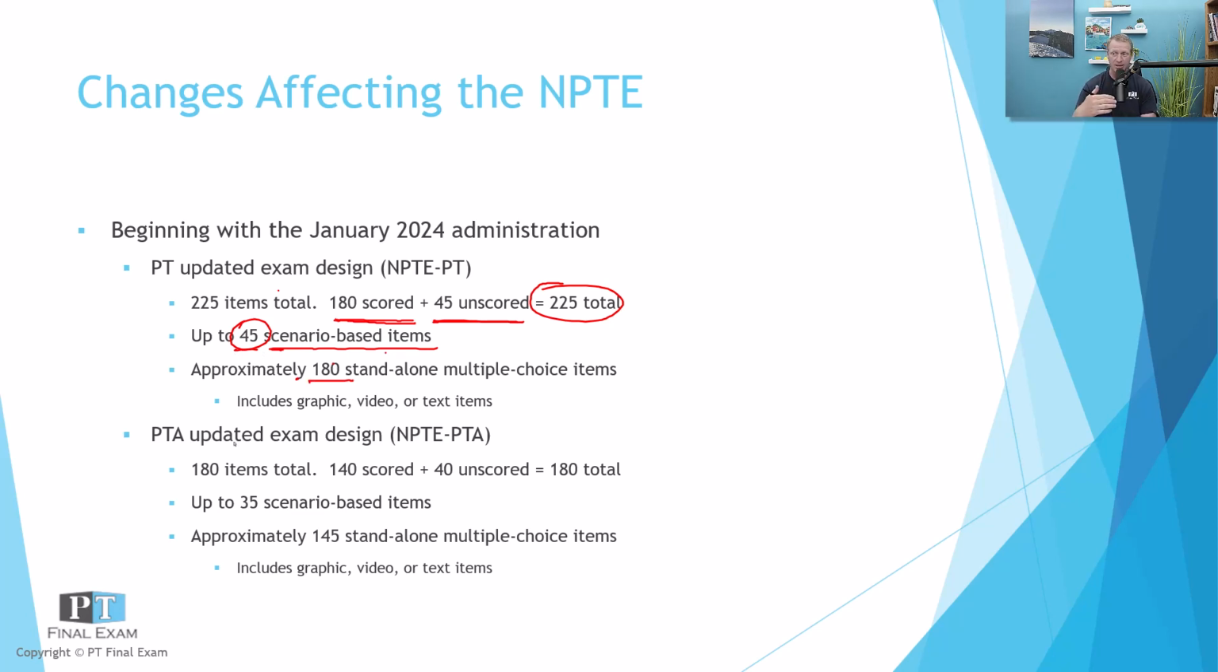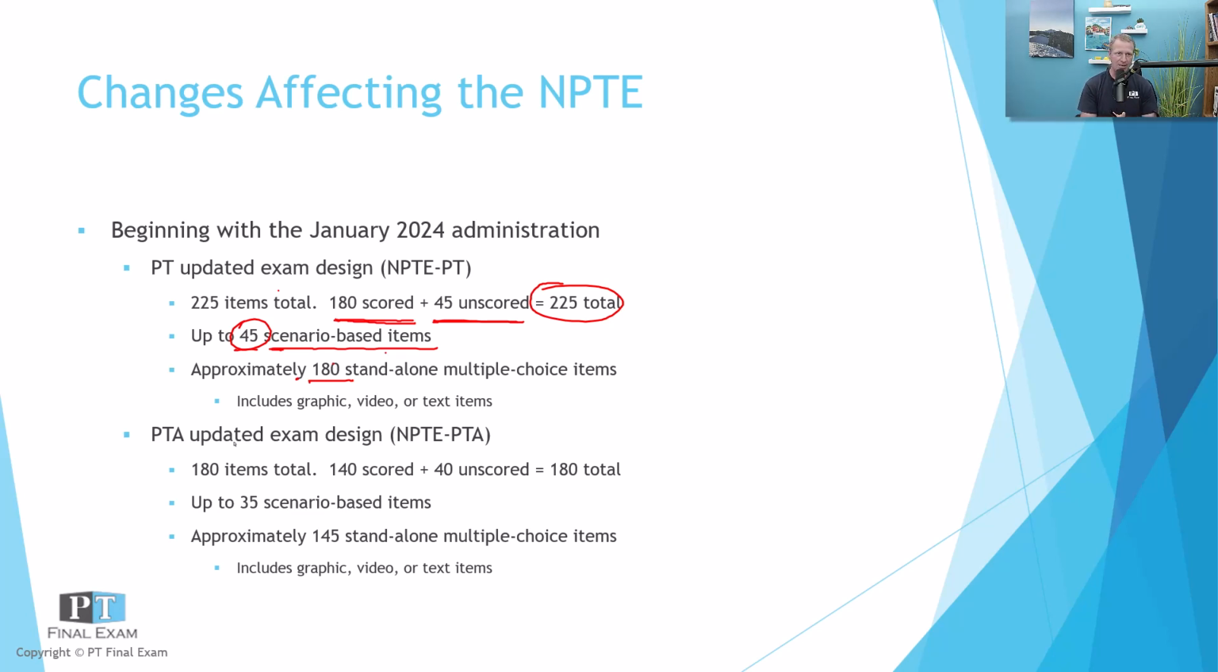So in addition to those 45 scenario-based items, you'll have your standard 180 standalone items, and I have an example of that coming up as well. And that can include graphic items, video items, image items. There's lots of ways that they could present that item, or just a total text-based question. That's the example I have coming up here in just a minute.